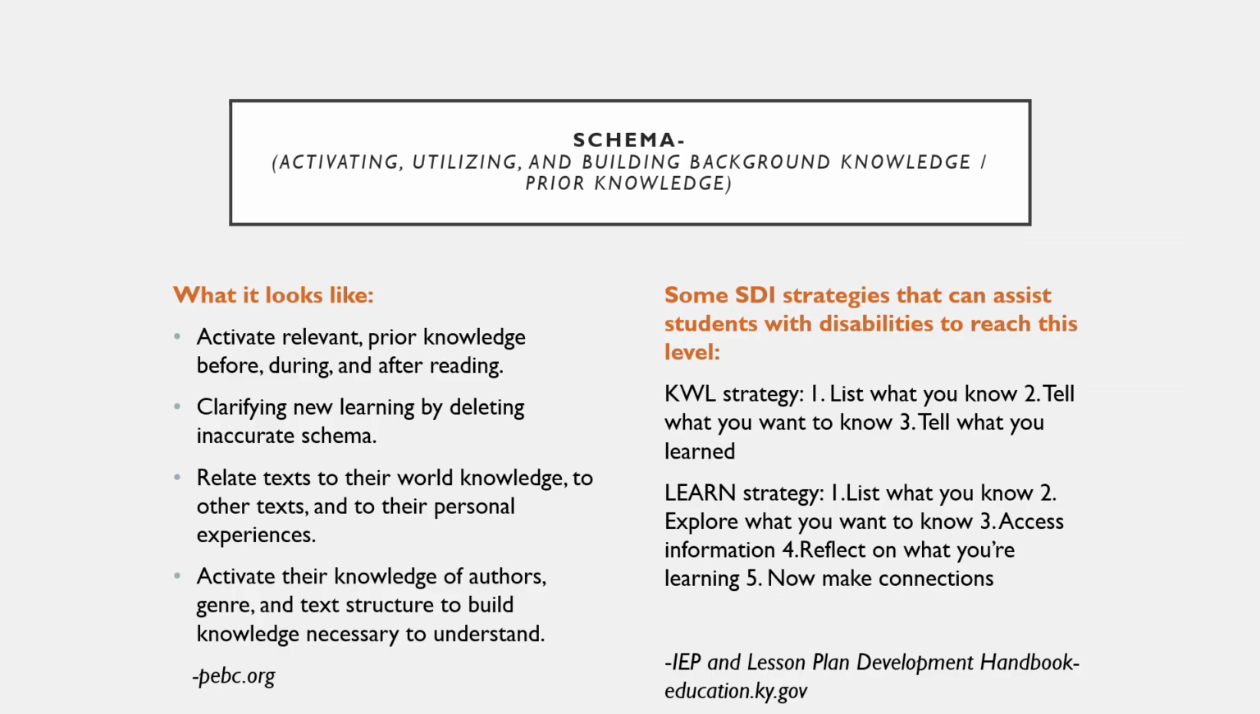The first one is schema, activating, utilizing, and building background or prior knowledge. This strategy involves students making connections between what they already know to new information. So what would that look like?